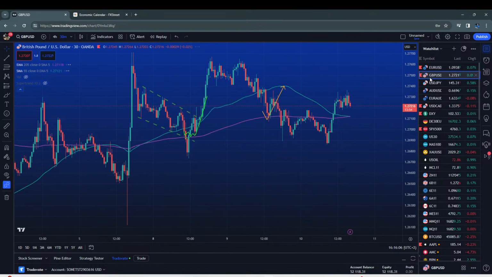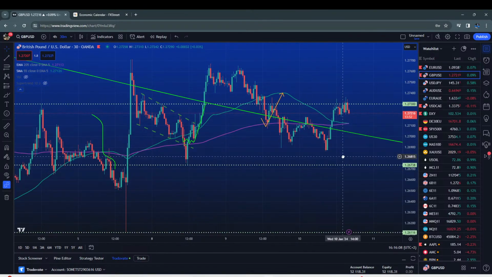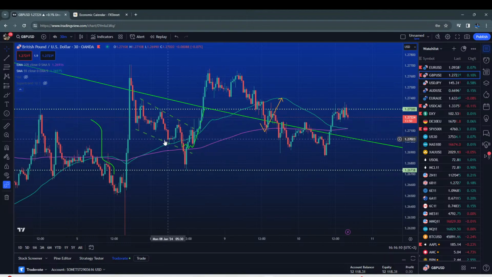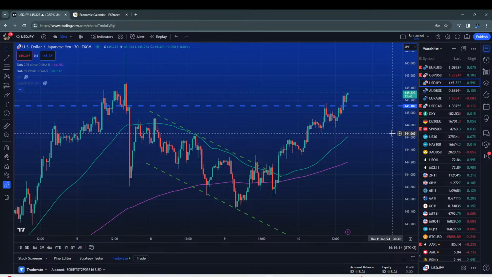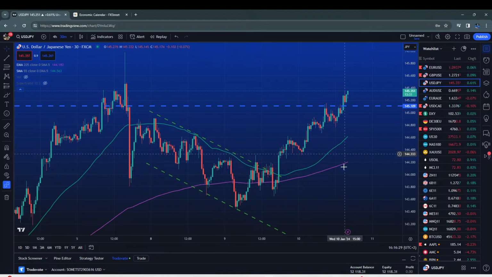Same situation in the cable, trading sideways the last few days. USDJPY trying to break above 145, and it remains to be seen if we can have a move above the high of Friday, 146, and this will trigger a bigger move higher.